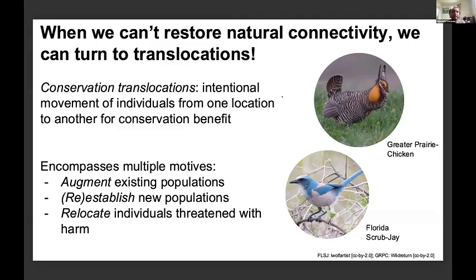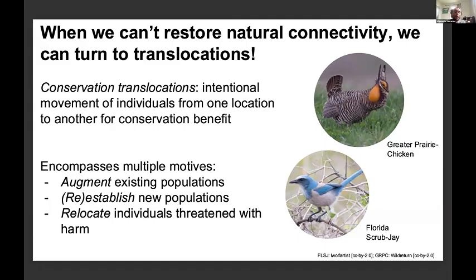Another reason we may want to do this is perhaps the population disappeared, or perhaps we restored some habitat and there is habitat there for a species, but there aren't any individuals there, and so we can establish or reestablish populations at an unoccupied habitat patch.